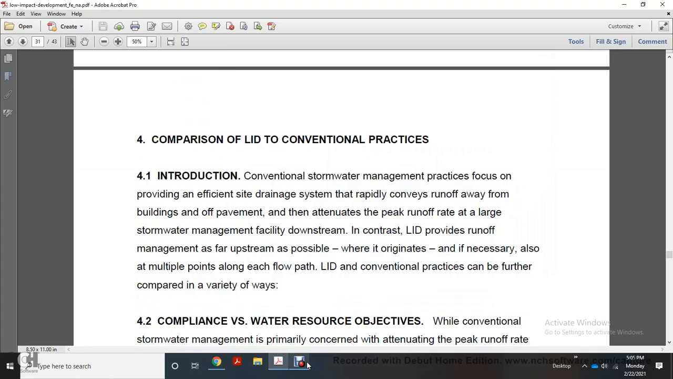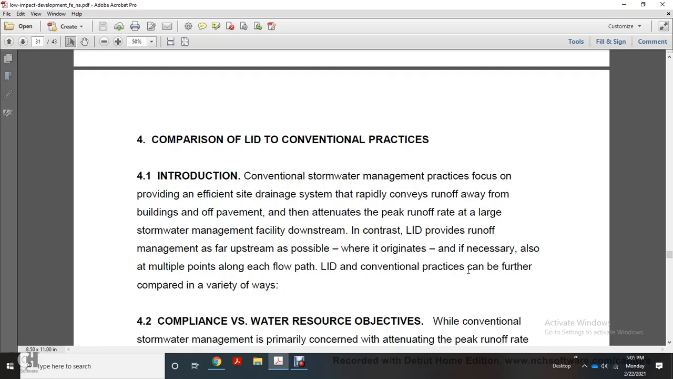Conventional stormwater management practice focuses on providing an efficient site drainage system to rapidly convey the runoff away from the buildings and pavement, and to attenuate the peak runoff rate with a large stormwater management facility downstream. In contrast, low-impact development provides runoff management as far upstream as possible, where it originates, and if necessary, also at multiple points along each of the flow paths.